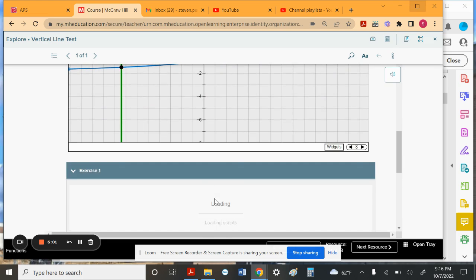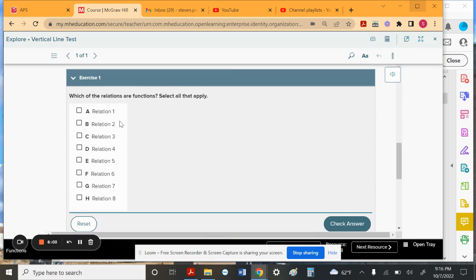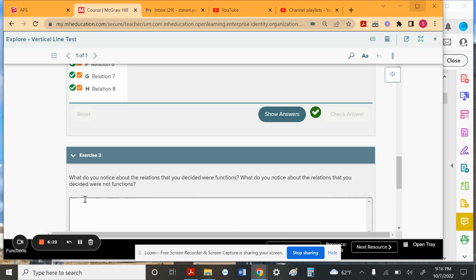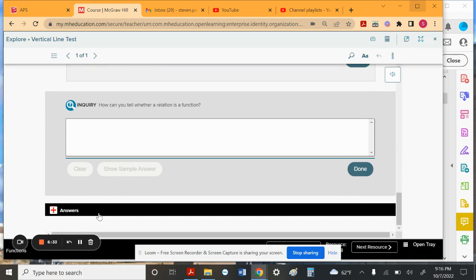So if we look at all the exercises, it says which ones are functions. We know that the only ones that are not are 5 and 3. So it would be 8, 6, 4, 2, and 1. Okay, so we know that. And then on exercise 2, what did you notice about the relations we decided were functions? That they only cross the equation one time. Okay, and that's really what we see in there.